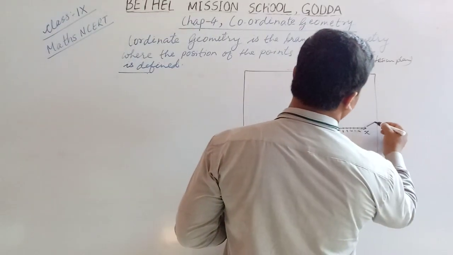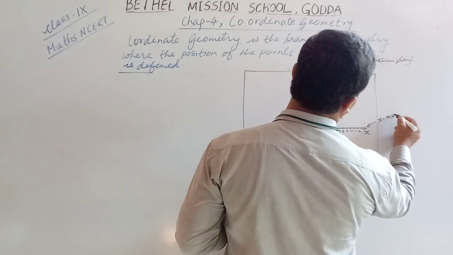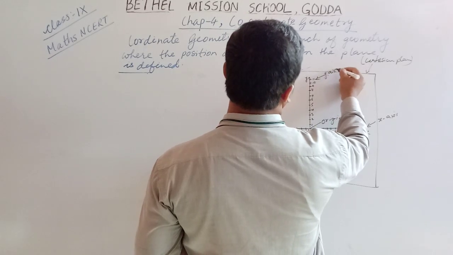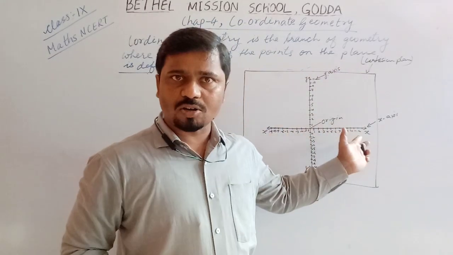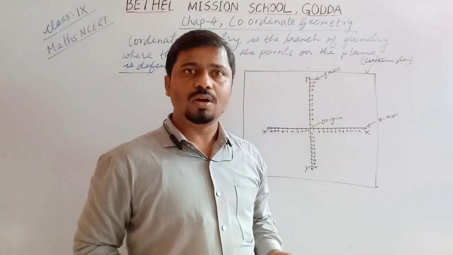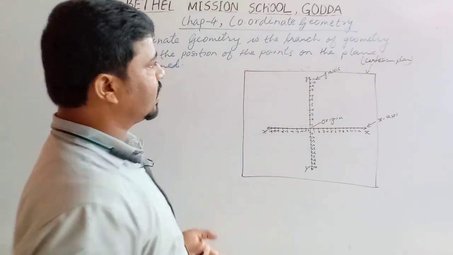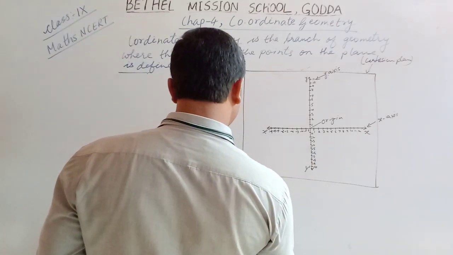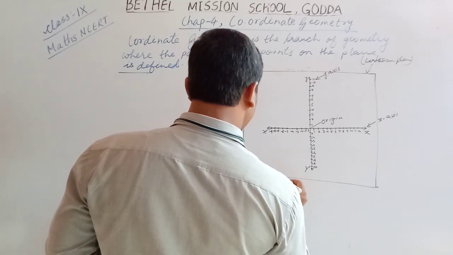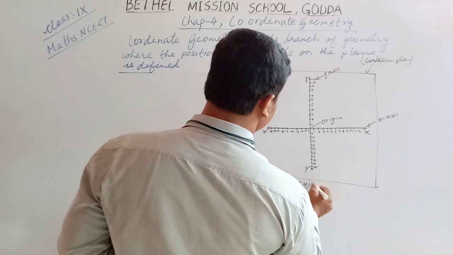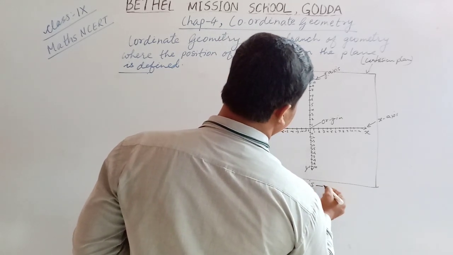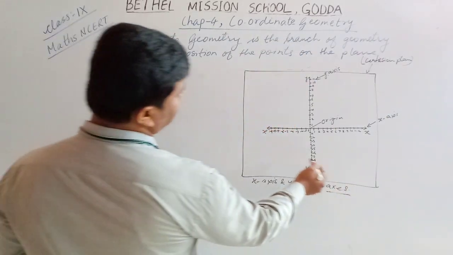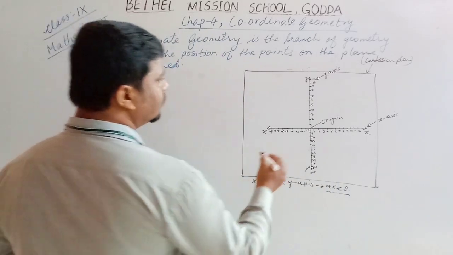This is called the x-axis, and this is called the y-axis. The horizontal line is called the x-axis and the vertical line is called the y-axis, and both together are called axes. The x-axis and y-axis, both are called axes.